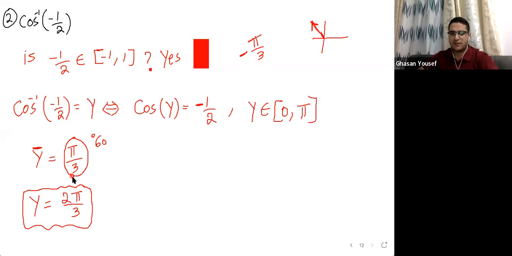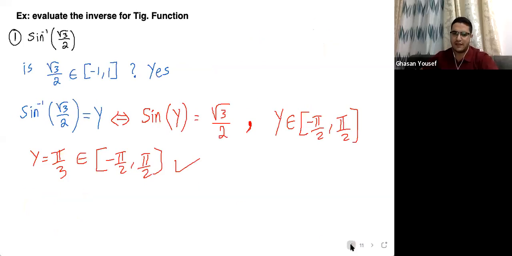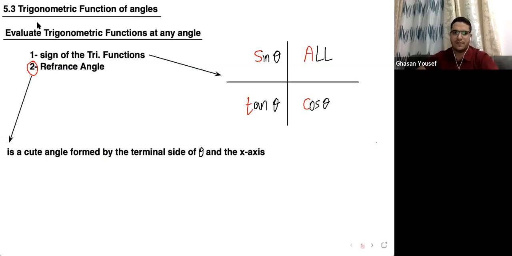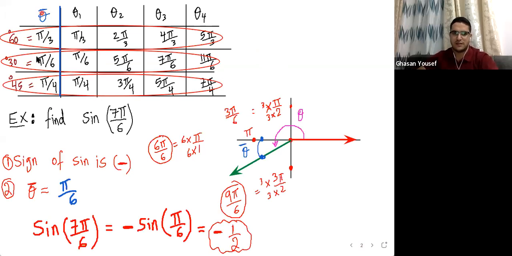Go back to the table and look for the angle in the second quadrant. Here is the table. This is pi over 6, the reference angle. You see this column is pi over 3, this column is for the reference. So for pi over 3, this angle is in the first quadrant, where the function is positive. In the second quadrant, the cosine will be negative, and this angle is between 0 and pi. So 2 pi over 3 is the answer, because the reference angle is pi over 3 and the angle in the second quadrant is 2 pi over 3.